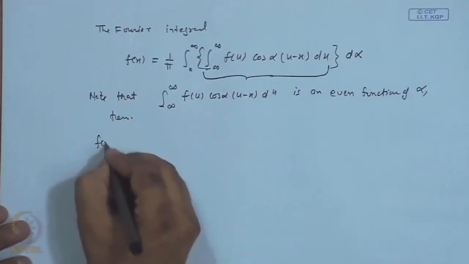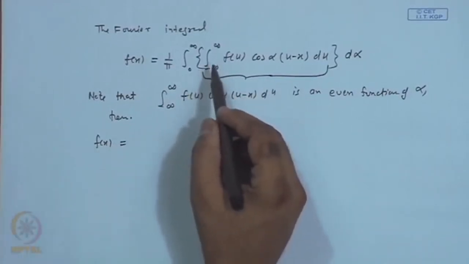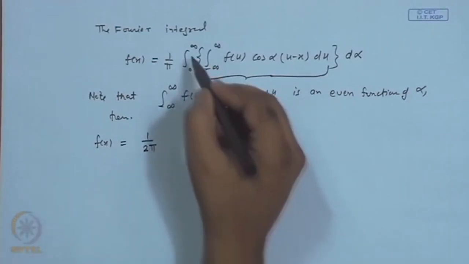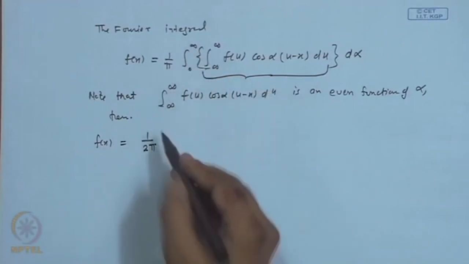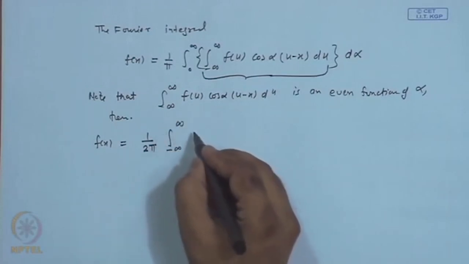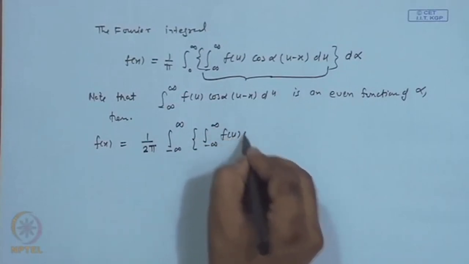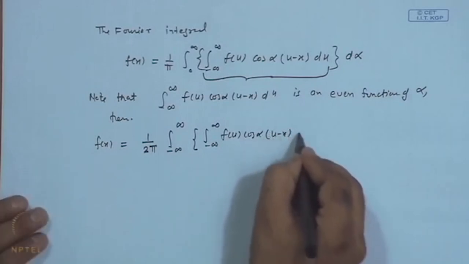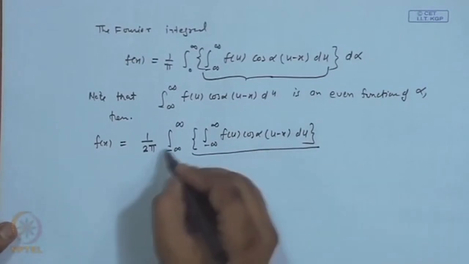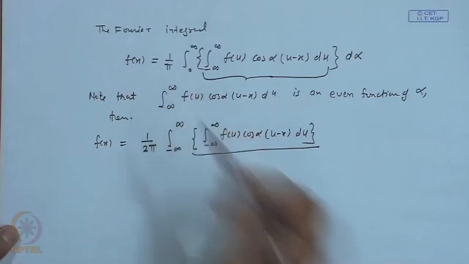Then this f x, what we can write, is we will take this 1 over 2 pi here, and instead of 0 to infinity we will put minus infinity to plus infinity, because this integrand is an even function. So, our integrand, minus infinity to plus infinity of f u cos alpha u minus x du, is an even function. So, here we have straight away 2 times 0 to infinity, and this 2 will cancel and we will get that integral.